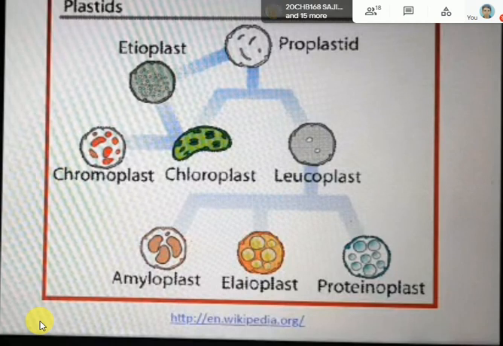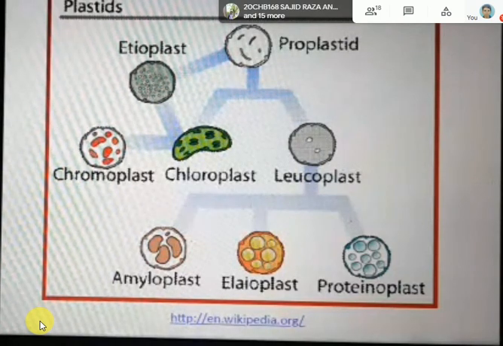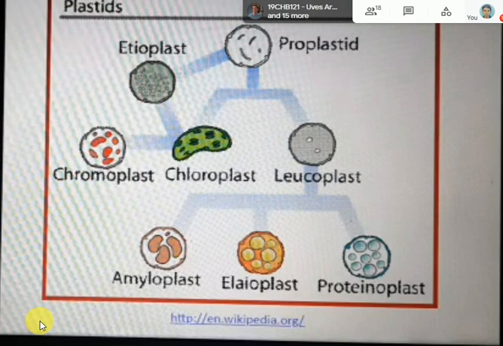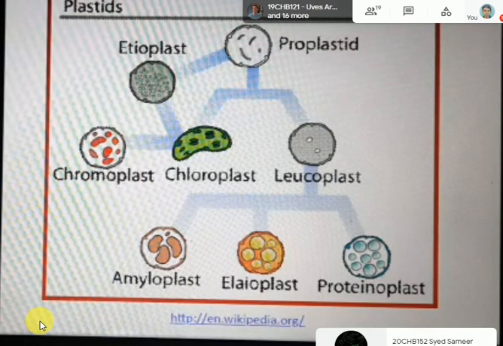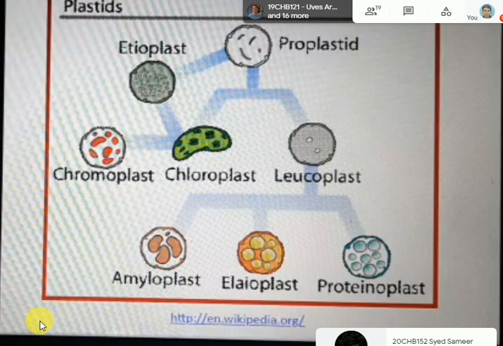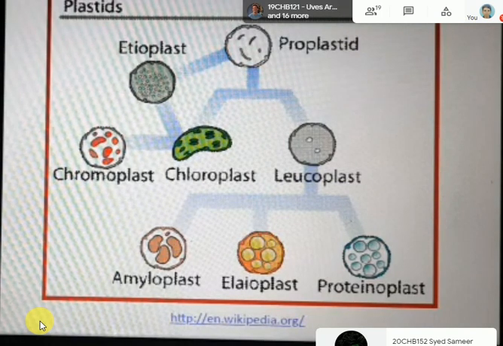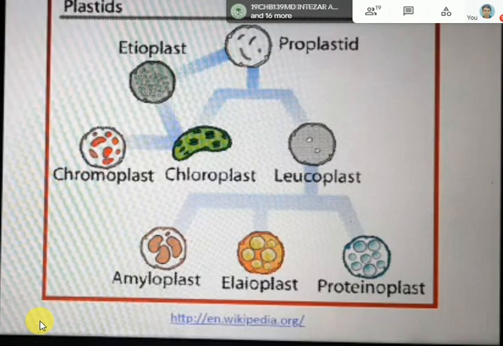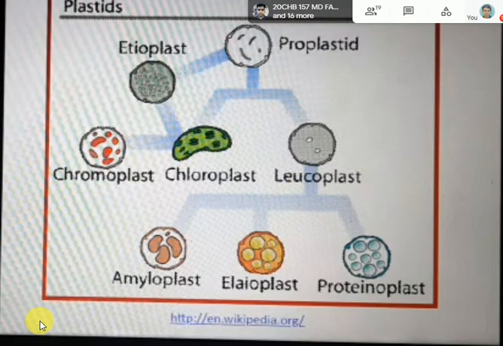This is the diagrammatic representation. From the proplastids, etioplasts are formed, and etioplasts and chloroplasts can interconvert. From the chloroplast, the chromoplast can also be formed. And from the leucoplast, the amyloplast, elaioplast, and proteinoplast are formed.